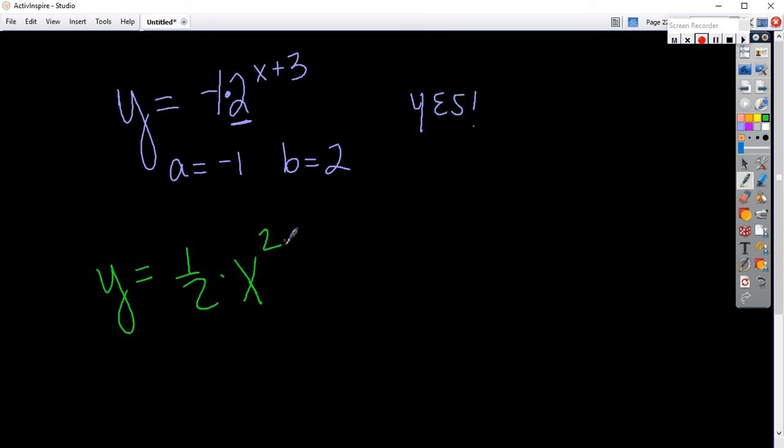Exponential function, yes or no? Why? The x is not in the exponent. Okay? Do you see what we're doing? Should be pretty easy, I hope, at least.